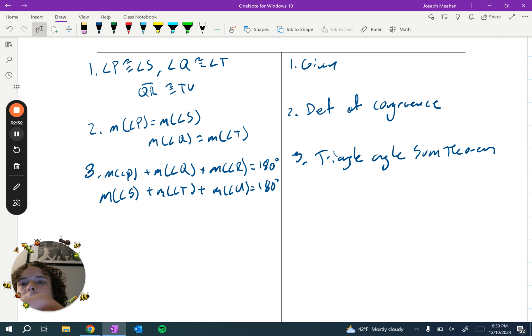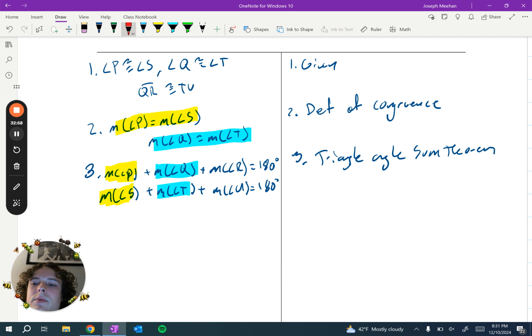I want to really focus in more on steps 2 and 3. Step 2 says the measure of angle P equals the measure of angle S, all right? So let's kind of highlight that. The measure of angle P equals the measure of angle S. Now I'm going to highlight all my measure of angle P's and all my measure of angle S's both yellow, just to signify that they're kind of the same thing. Let's also do the same thing for the measure of angle Q and the measure of angle T. Let's highlight those blue, just to signify that they're the same thing.